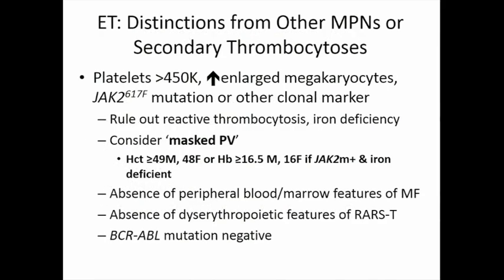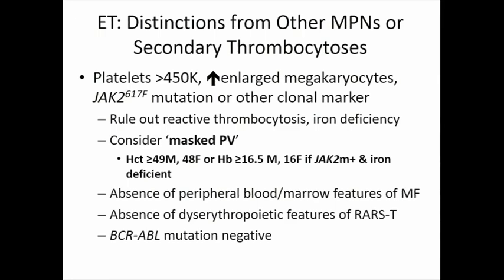And so essential thrombocythemia, what are the distinctions between this and secondary thrombocytoses? Platelet elevation should be above 450,000, with large megakaryocytes, needs a JAK2 mutation, and one needs to rule out reactive thrombocytosis, iron deficiency as well, and consider masked polycythemia vera. So it's masked PV that often one needs to deal with when you're questioning whether this is PV or ET. And so here it looks like if one has a hemoglobin of 16.5 or more in a male, or 16 in a woman, if you have a JAK2 mutation and the patient is iron deficient, in other words, capable of mounting this, then you have enough to call polycythemia vera.